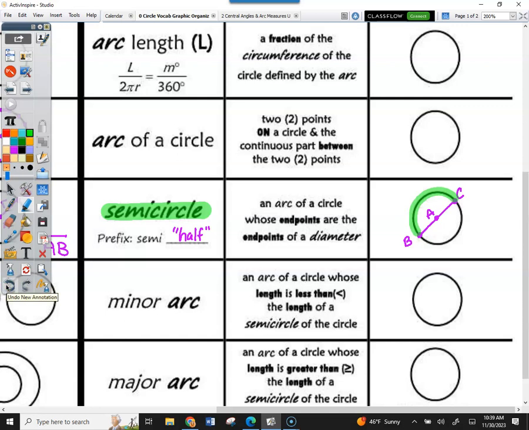So take your pencil, and I want you to come right here, and outside of this, I want you to put that arc measures 180 degrees. Semicircles measure 180 degrees, okay?